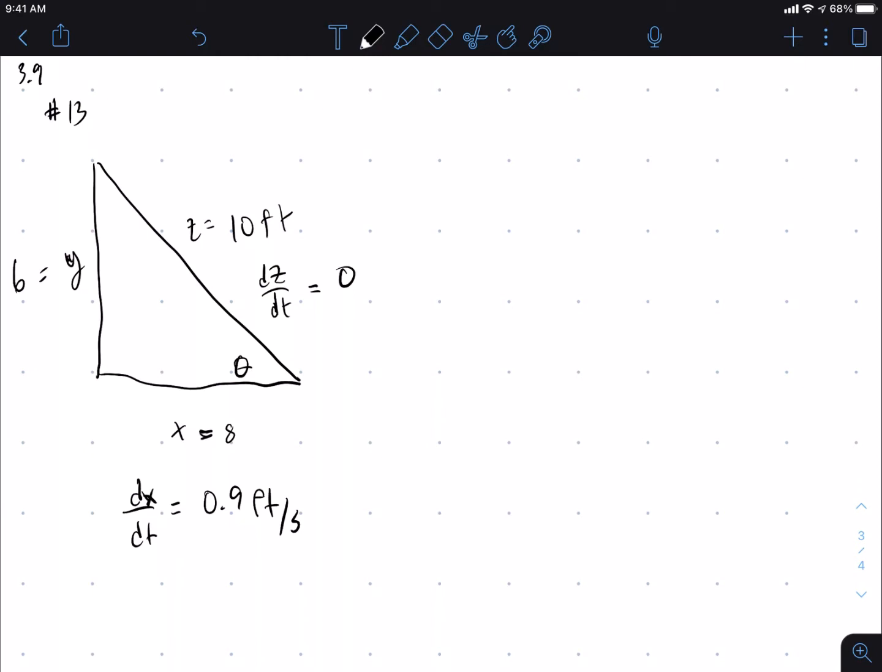Now, because we're dealing with the angle, we want to set this up in terms of angles. So cosine of theta is equal to the opposite over the adjacent, correct? Ooh, what am I talking about? That's tangent. The opposite over the hypotenuse. I'm sorry. Cosine, it's the adjacent over the hypotenuse.